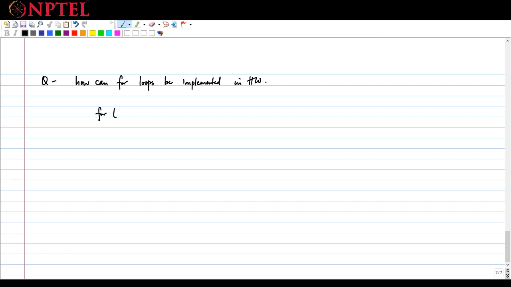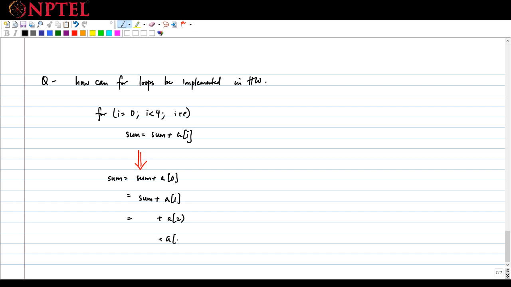Let's say that my for loop was for i equal to 0, i less than 4, i plus plus, sum is equal to sum plus a of i. Okay, what is this doing? It's basically adding 4 numbers together. What I can do is I can rewrite this to look like sum is equal to sum plus a of 0, plus a of 1, plus a of 2, plus a of 3, right?